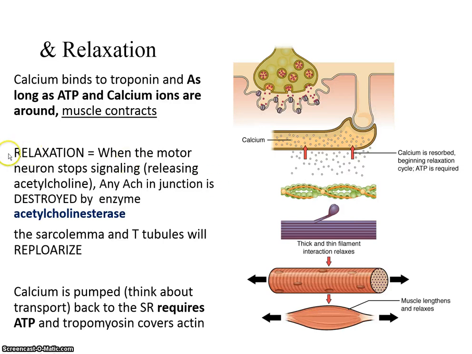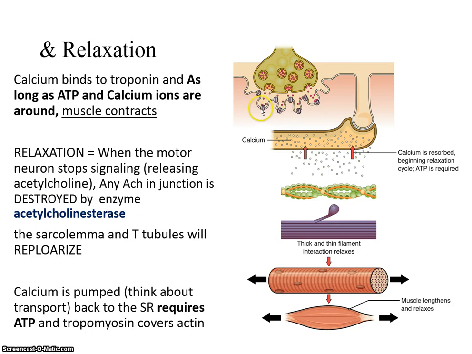But eventually you're going to stop the contraction and reset. You're going to relax that muscle. This all begins when the motor neuron stops sending acetylcholine. As long as your neurons are sending acetylcholine, you can maintain this, as long as you have energy and calcium. When you start to relax, you basically stop sending. You choose this through your frontal lobe. You stop sending acetylcholine.